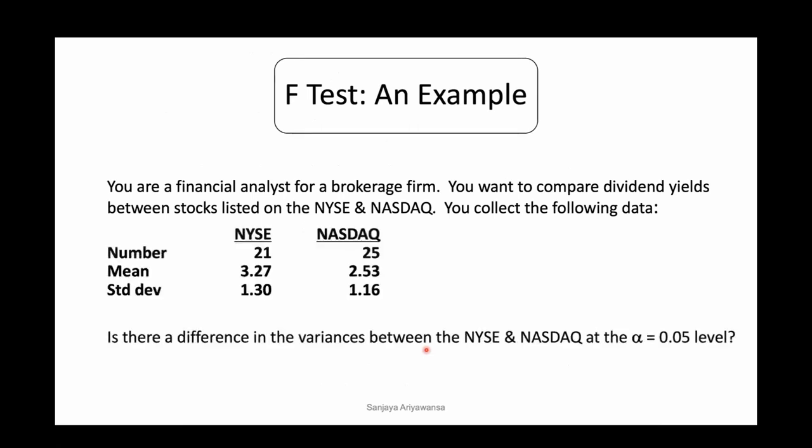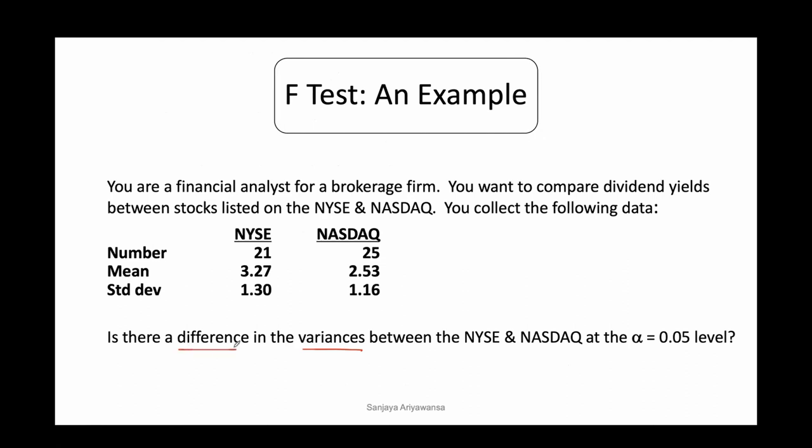Is there a difference in the variances? Now I've directly asked the question about variances, so it's very easy to understand. There are two samples, so we're talking about a hypothesis test for two samples and testing for population variances. So we have to use the F statistic. They're asking, is there a difference in the variances?